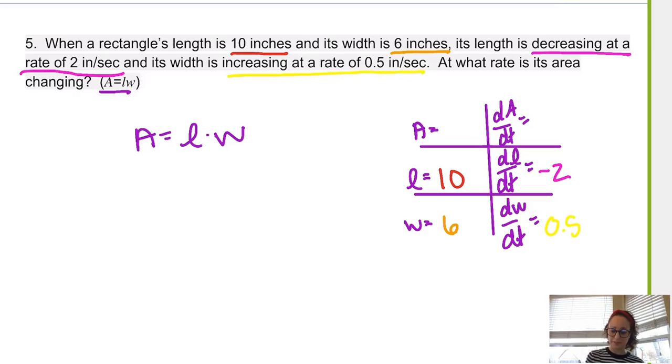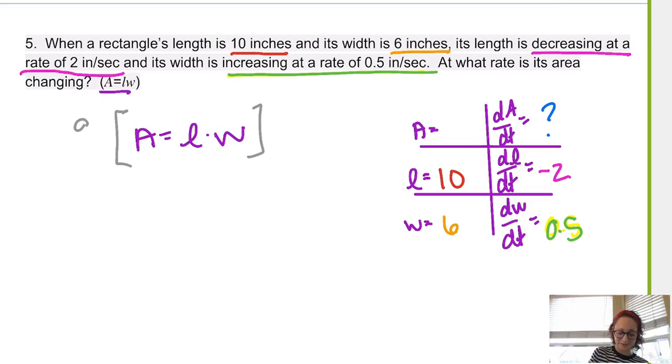Let me pick a bit better color. All right. And that's all I see in terms of numbers. So now I need to figure out, what am I looking for? It says at what rate is the area changing? So am I looking for A or dA/dt? dA/dt. You'll pretty much always be looking for a derivative, okay? I don't have A, but of course I could find it if I needed by plugging in 10 and 6 for L and W respectively into the original equation. Okay, so now what's our next step?